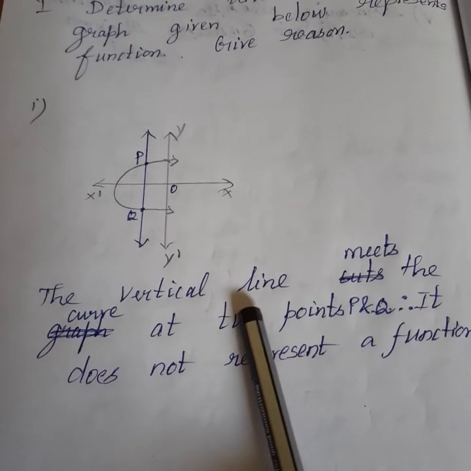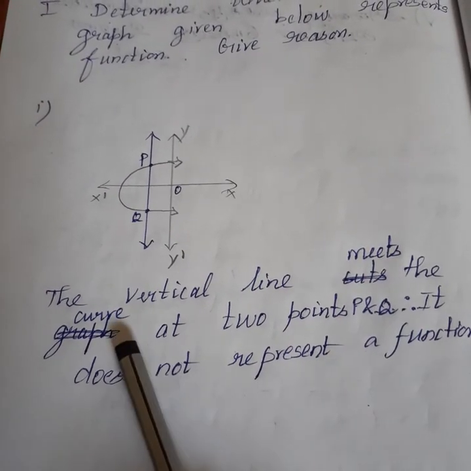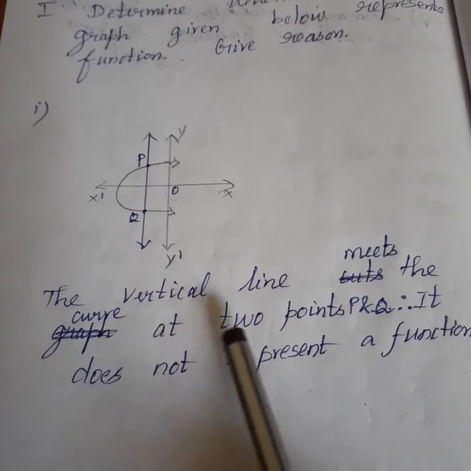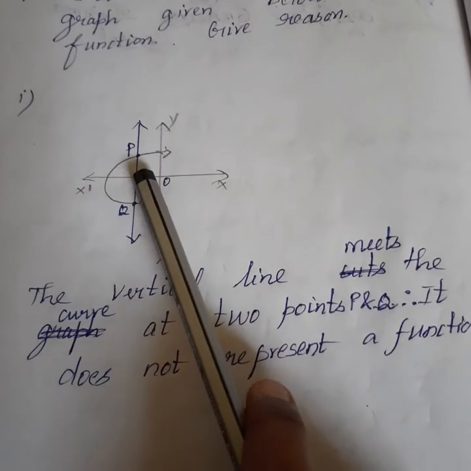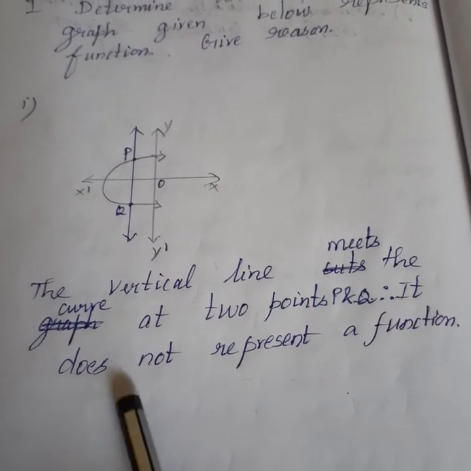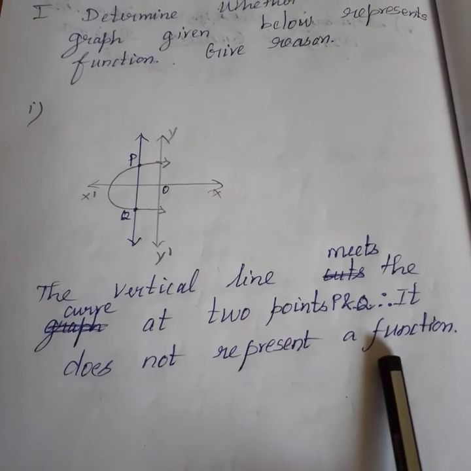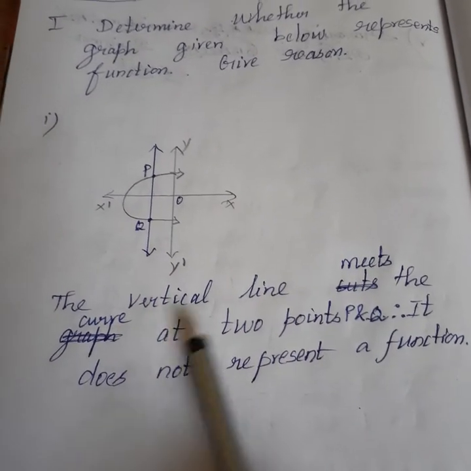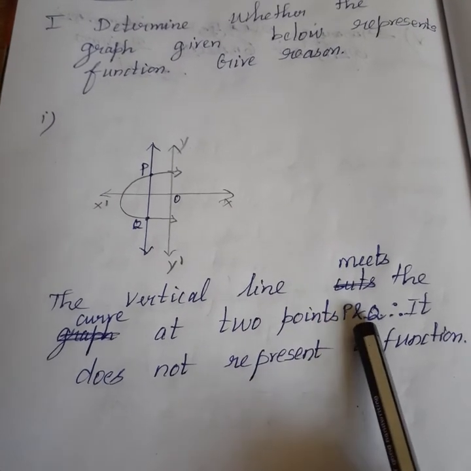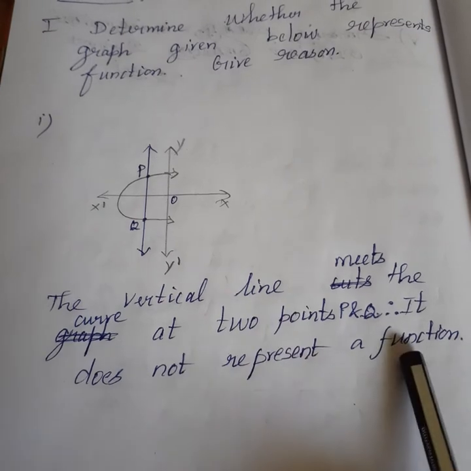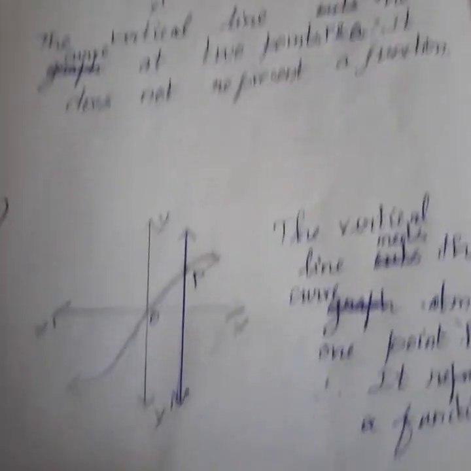The vertical line meets the curve at 2 points, that is P and Q. Therefore, it does not represent a function. Next question.